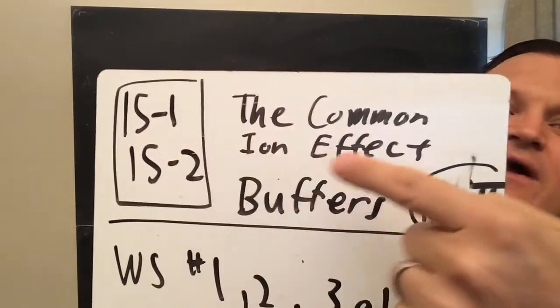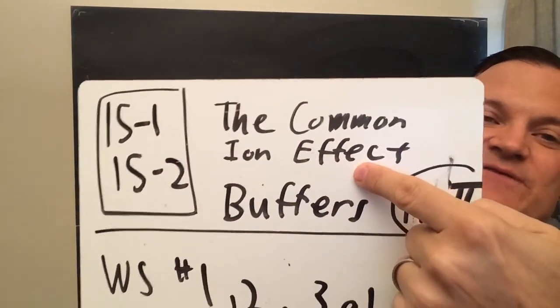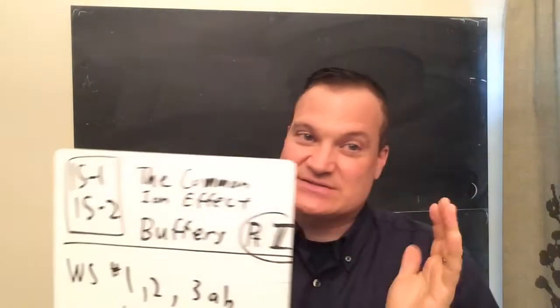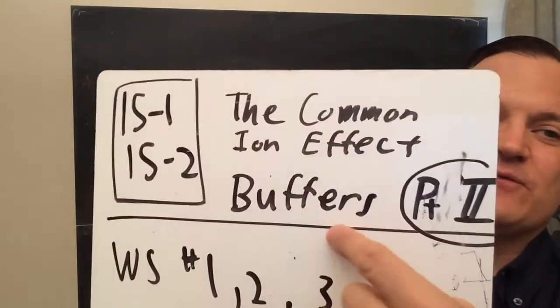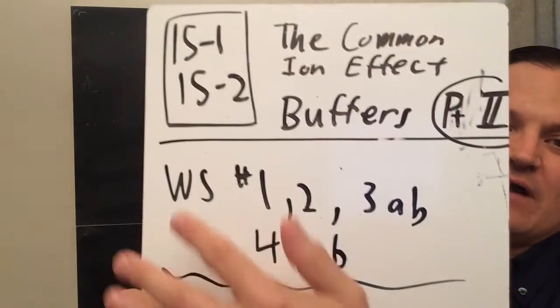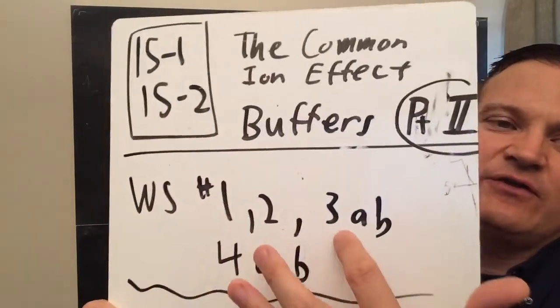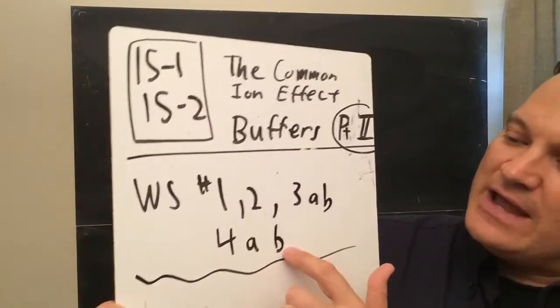So 15.1, actually what I went over in the last video was 15.1, and there's not a specific assignment just on that one, but I want you to know how to do it. 15.2 buffers, this is the big one. And again, on the worksheet, you do number 1, 2, 3, AB, and 4, AB.